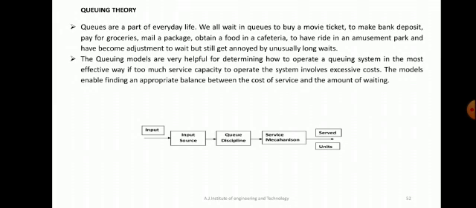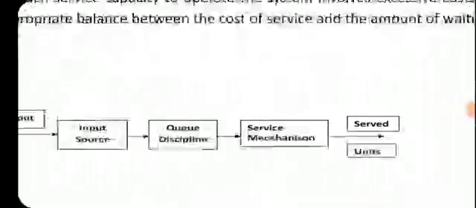Every person will get unhappy if you wait more than 1 hour or 2 hours. For that purpose, some of the queue models are developed. They are helpful in determining how to operate a queuing system in the most effective way. If too much service capacity is used to operate the system, it involves excessive cost; the models enable finding an appropriate balance between the cost of service and the amount of waiting.